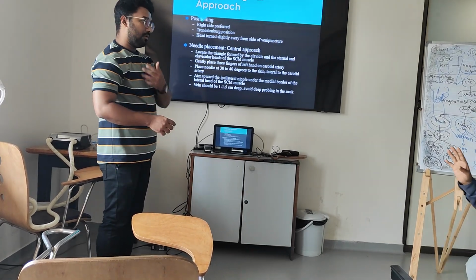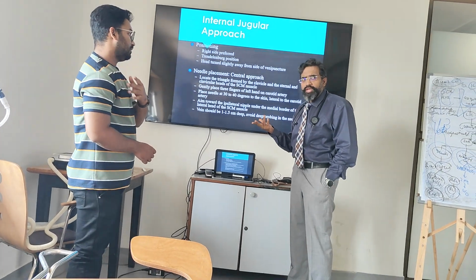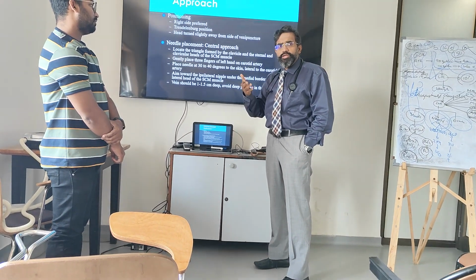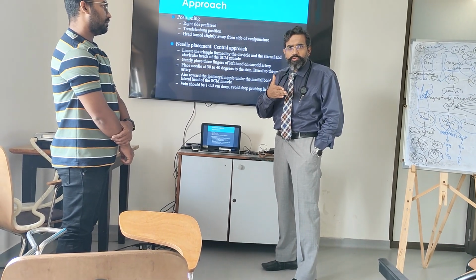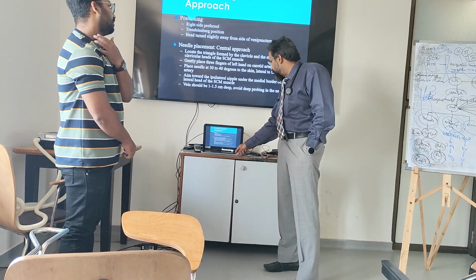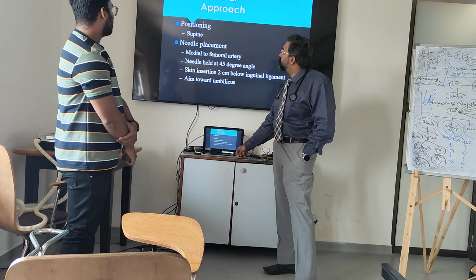So now we are not really using this landmark approach because we are using ultrasound. But importantly, do not go on the ultrasound perpendicular. Go on the ultrasound at an angle of 15 to 20 degrees. Otherwise, you will cause an increased incidence of thrombosis. So internal jugular vein palpation.